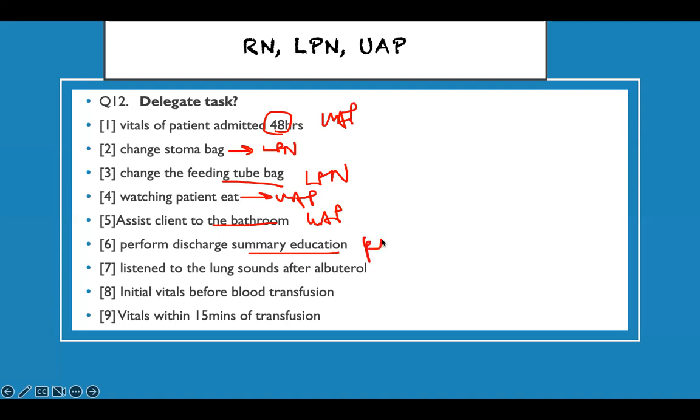So RN. Listen to the lung sounds after albuterol. Look at it carefully. I give the patient albuterol, and I'm listening to the lung sounds. What am I doing? Assessment. Who does assessment? The RN.